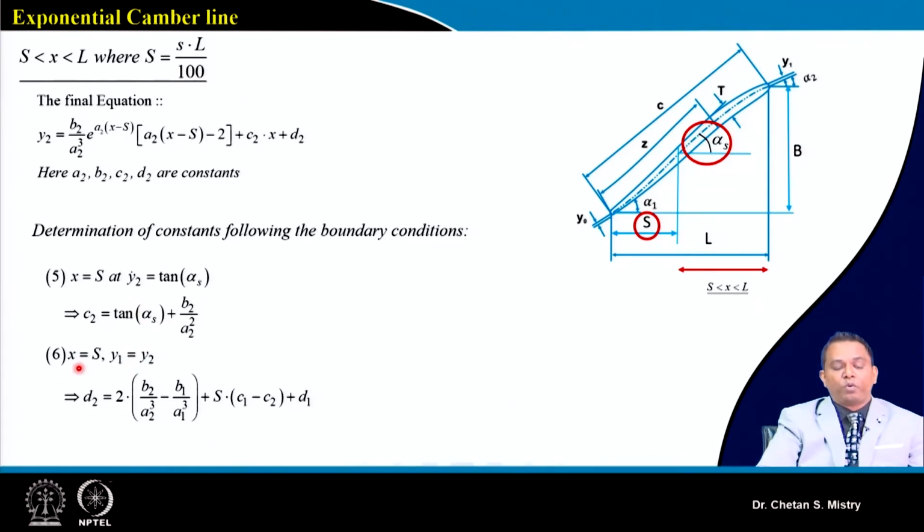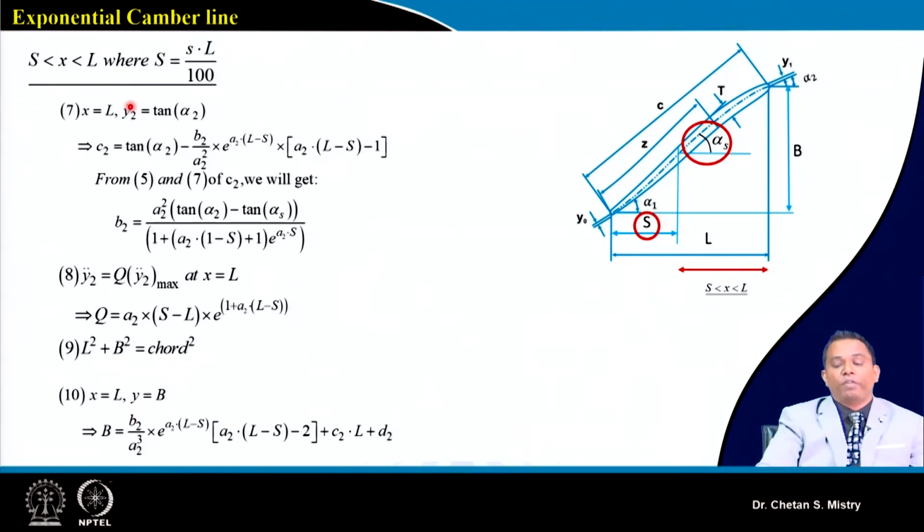Now when we are putting this particular location, we need to be very careful about what point we are discussing for s. That needs to be a smooth point. The line we are drawing needs to be smooth at this connection point, and that is what we are putting here: at x equal to s, we are putting y1 equal to y2, and that will be giving me the second constant d2.